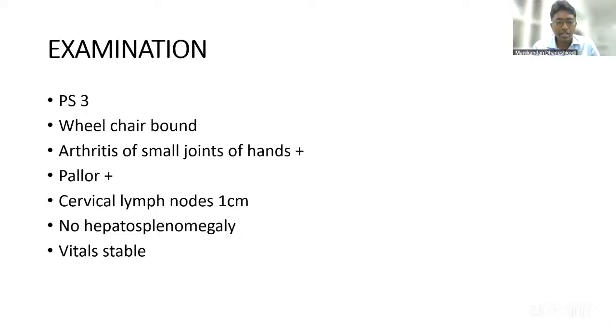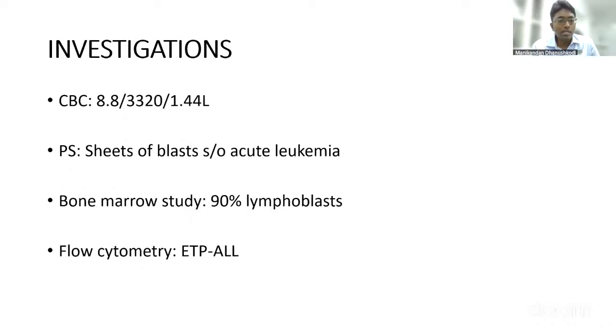Finally, he was referred to me by Dr. Subramaniam, senior nephrologist from Thoothukudi. On examination, his performance status was 3. He was wheelchair bound. He had arthritis of multiple small joints. He had pallor. He had small cervical lymph nodes. There was no hepatosplenomegaly, and his vitals were stable. His investigation showed anemia, hemoglobin of 8.8, white cell count of 3,300, platelets were borderline low, 1.44 lakh. And his peripheral smear showed sheets of blasts suggestive of acute leukemia.